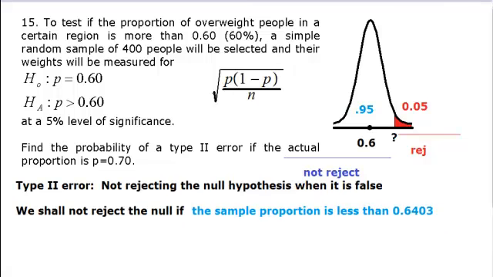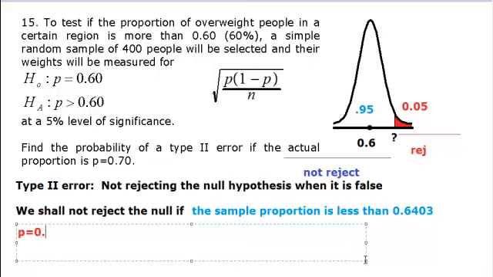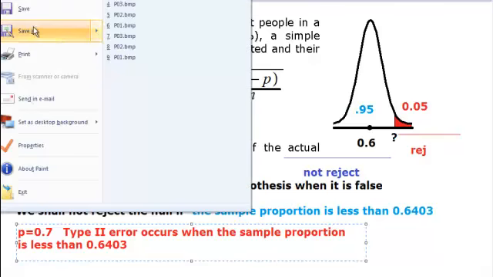Okay. So now it's telling us that actually p is how much? 0.7, right? So a type 2 error occurs, right? When what happens? A type 2 error occurs when the sample proportion is less than how much? 0.6403, right? Am I clear? Okay. So in this case, what we have to do is this. Let me save it first.